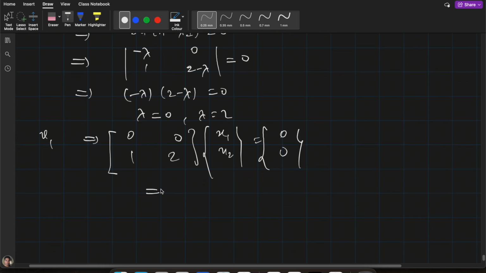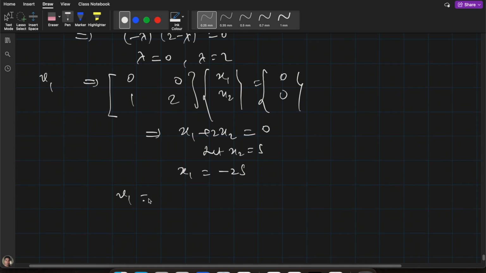So from the last equation you will get x1 plus 2x2 equal to 0. Let x2 equal to s, which means that x1 equal to minus 2s. So the vector v1 equals s times (minus 2, 1). Fine, it's correct or not? Yes, it's correct.